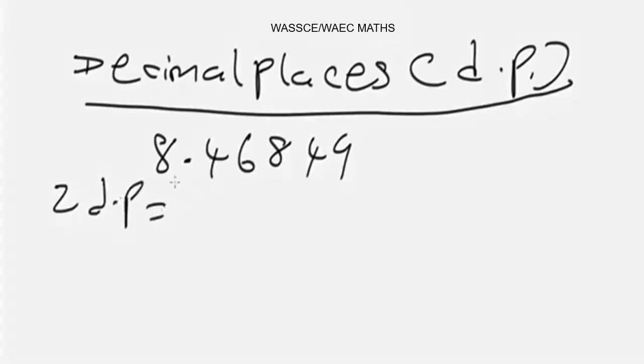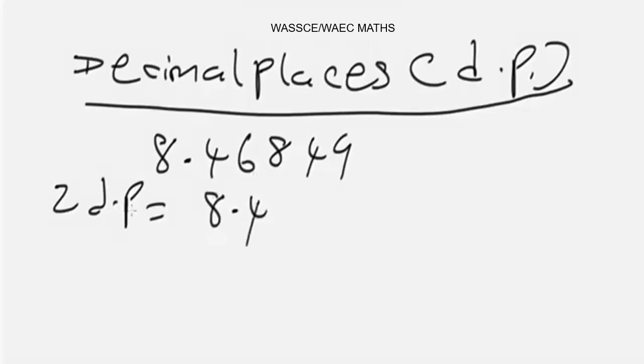Now note that decimal values or decimal places start counting immediately after the decimal point. So for this value, after the decimal point, the first value is 4. The second value is 6. Now to round off this value to 2 decimal places, it's going to be 8.4. This is the second number.